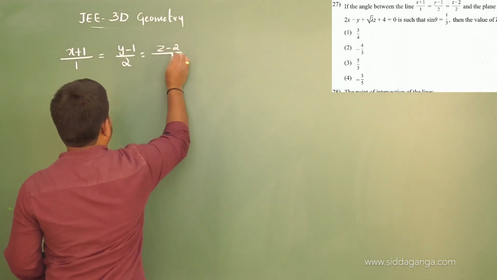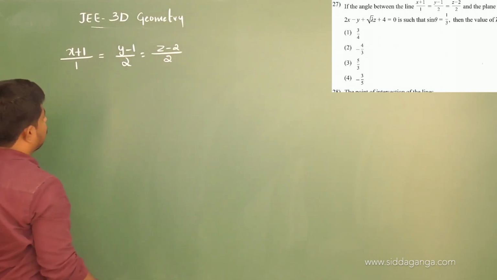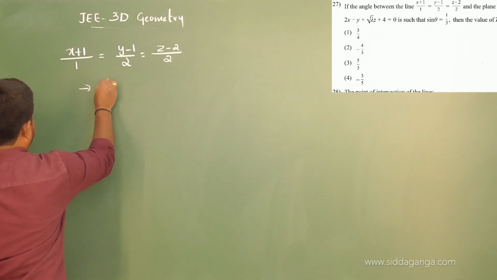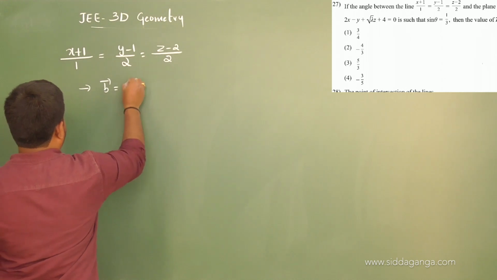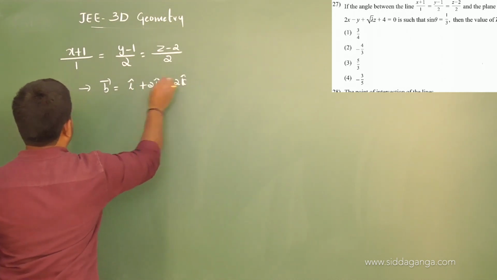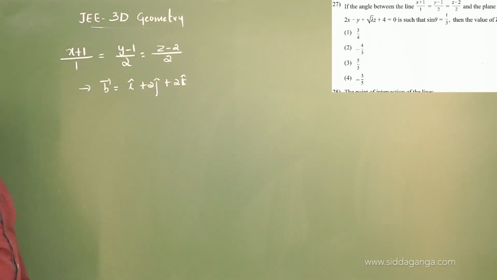This is your (z minus 2)/2, this is your line. So the parallel vector for this line is what? Vector b is given by i cap plus 2j cap plus 2k cap. Using these ratios 1, 2, 2, I can get the vector parallel to the given line.